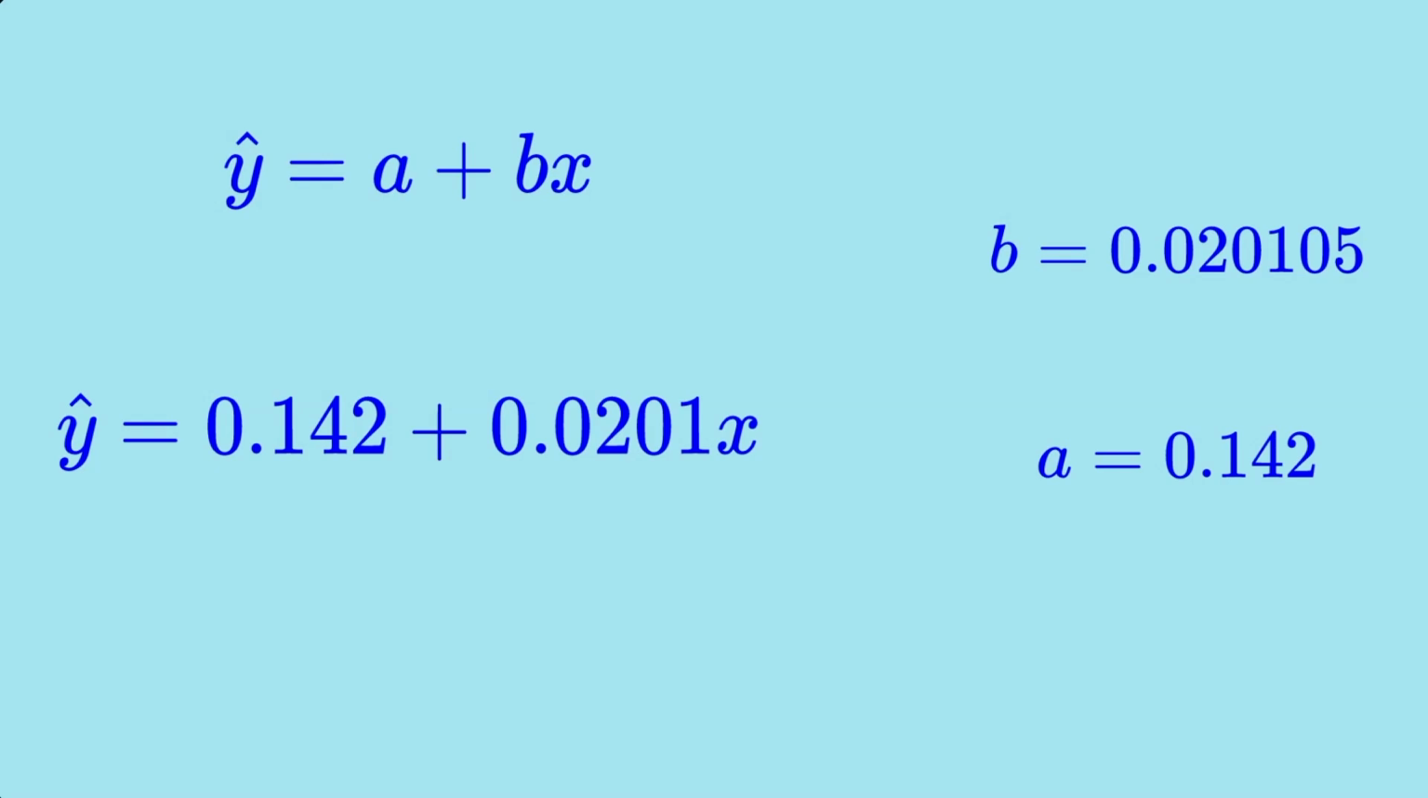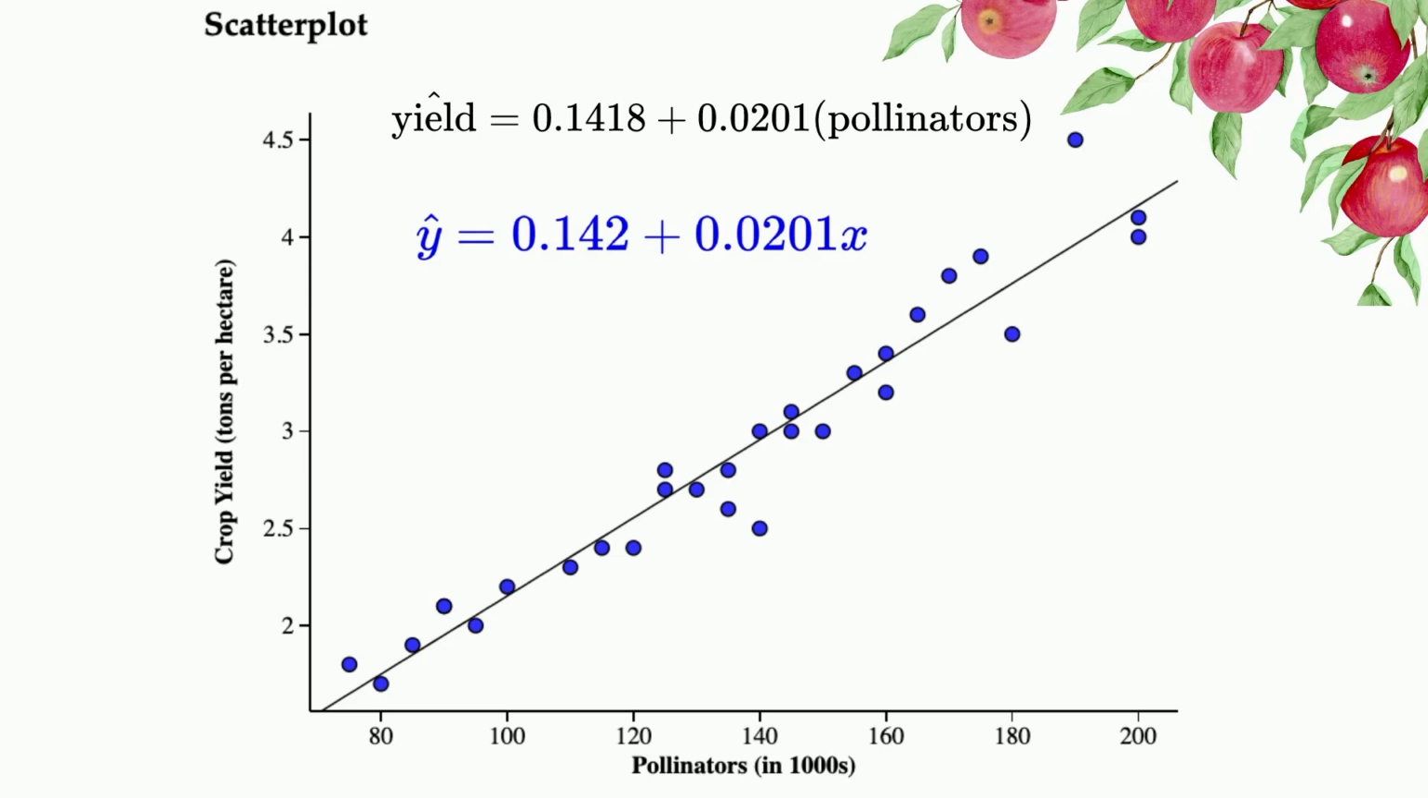So then we can substitute in our parameters for a and b, our y-intercept and our slope, into the regression line equation, the LSRL equation. Our y hat is equal to 0.142 plus 0.0210 times x, which is very close to the regression line calculated using technology. So by applying these formulas, we built a regression model, an LSRL model, that helps us understand and predict the relationship between pollinators and crop yields, just like the one that was created using technology. That's the power of using AP statistics formulas. You can do it by hand.